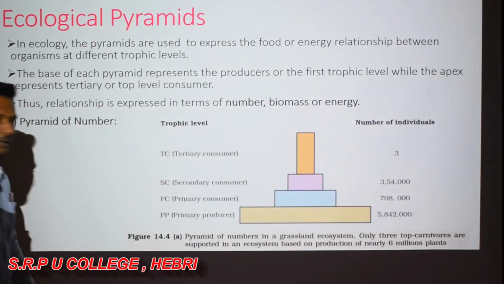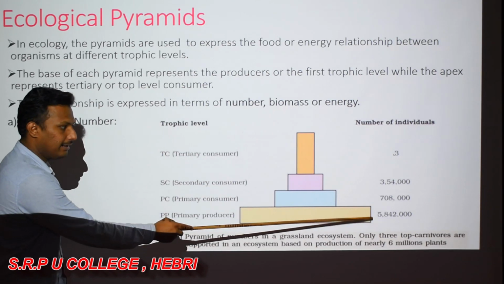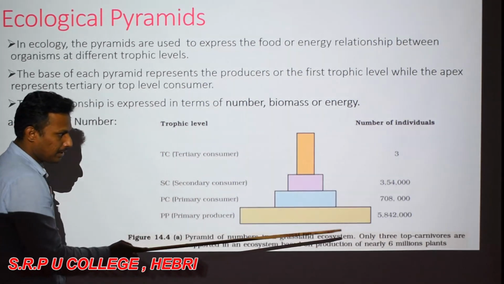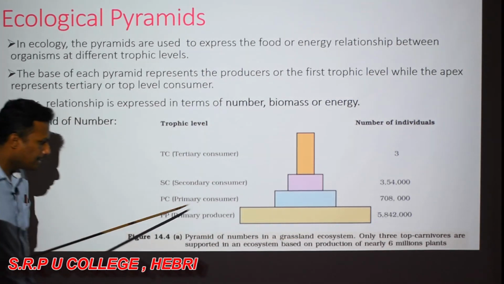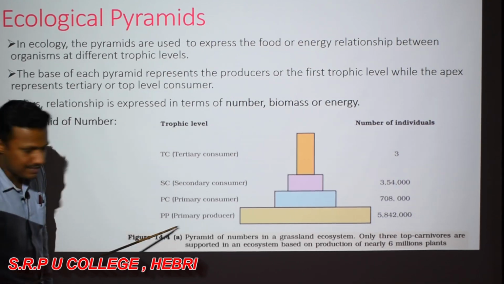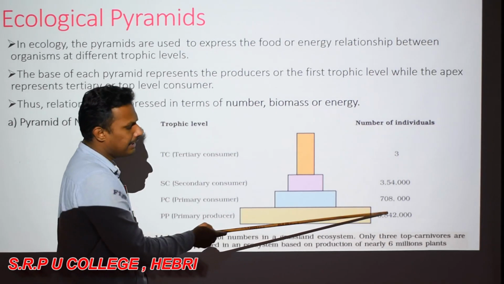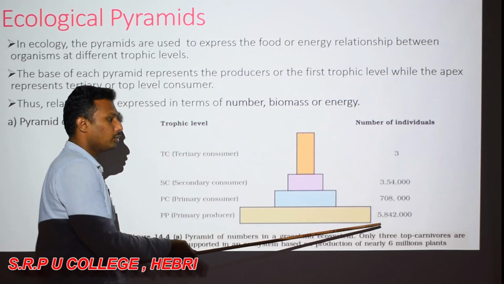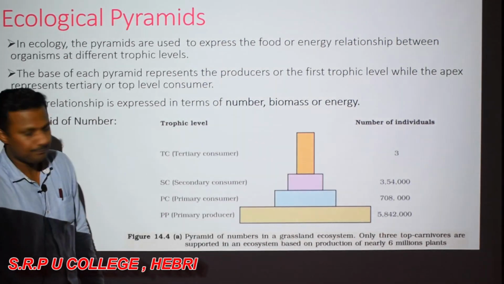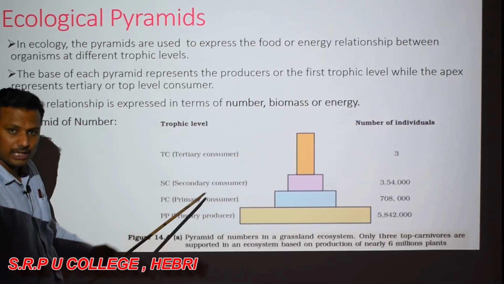In the pyramid of number, you are seeing the variation of numbers and a drastic decrease of numbers as we move up the pyramid. At the base of the pyramid, we are looking at the primary producers. They are nothing but plants, and the number of those plants is how much? 5 million something, so 58 lakhs 42,000 we can say here. And if you go to the next trophic level, that is the higher trophic level, which is the primary consumer.